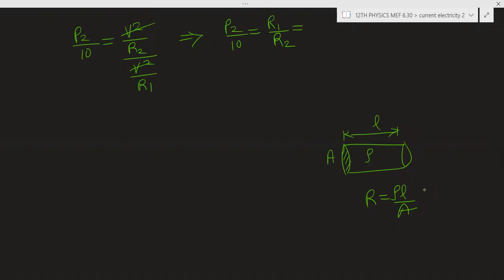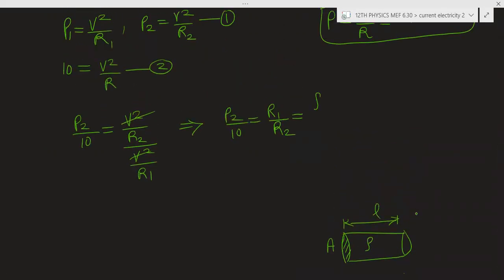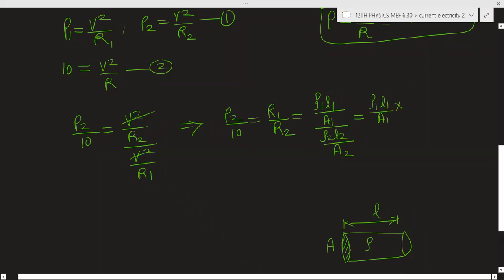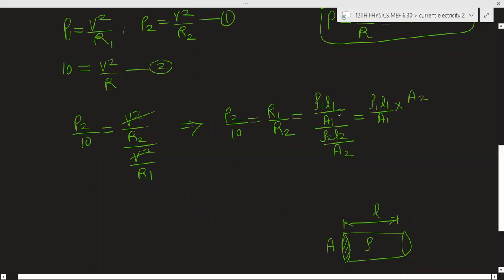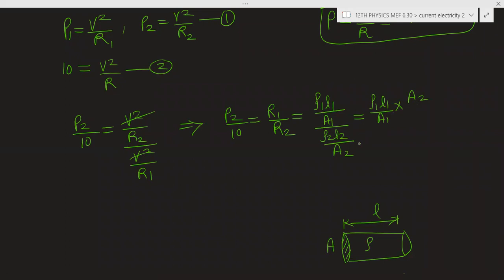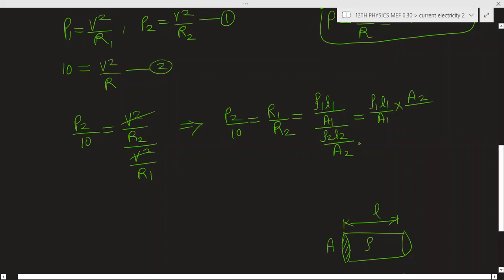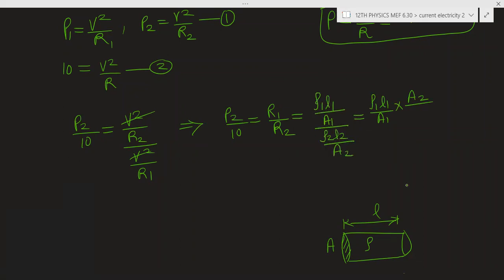If you want to write this for R1, then R1 is equal to rho 1 L1 by A1. Write here rho 1 L1 by A1, and rho 2 L2 by A2. When you solve it, you will get rho 1 L1 by A1 in the numerator, and this is A2. For solving the question, this is basic maths, and you should know it. Like for English speaking or writing, you should know ABCD, you should know this calculation for solving this question. And this is rho 2 and L2.